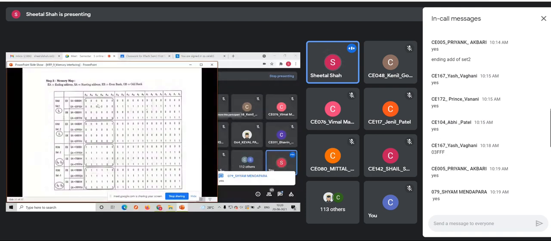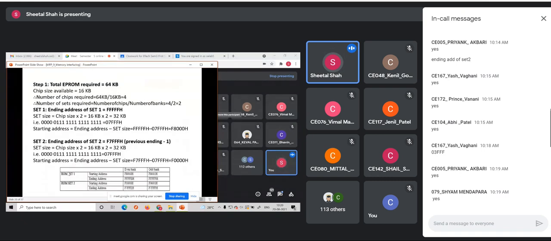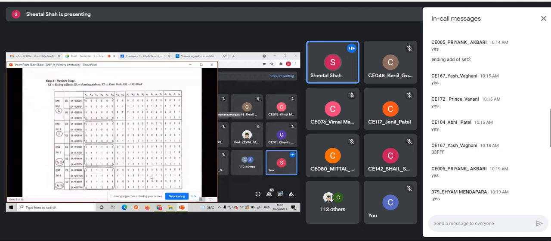you can observe here, this is the memory map of all the RAM as well as ROM IC. You can see that in this example, for the ROM set, the starting address is F0000 for one set, and the last address is F7FFF. Then for one more set, it is F8000, and the last address is FFFFF. So this is what is shown.